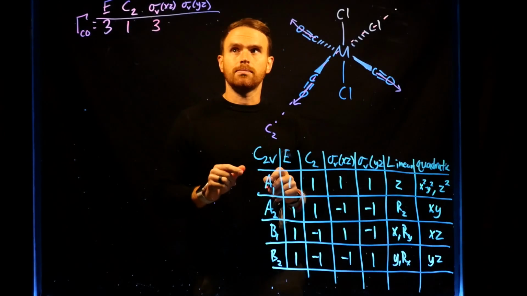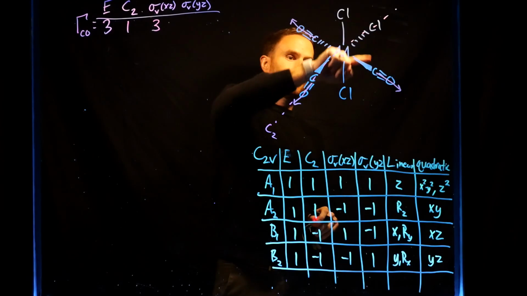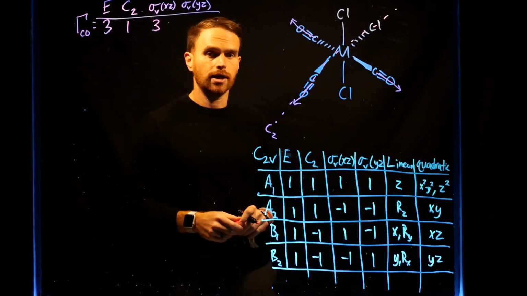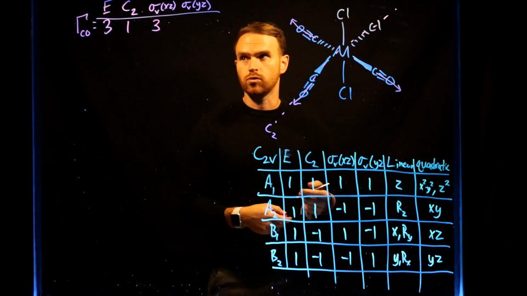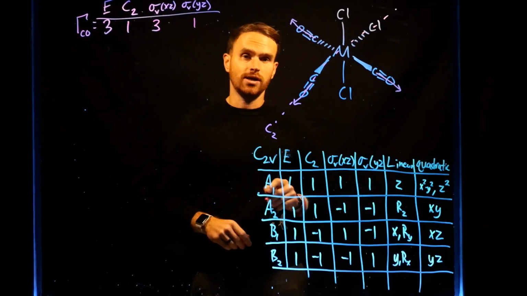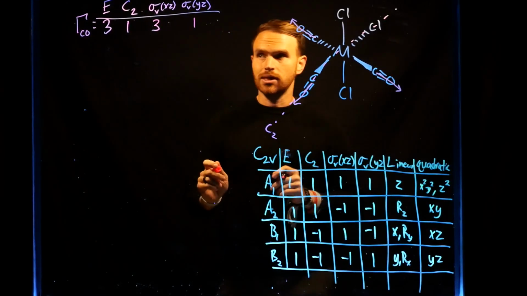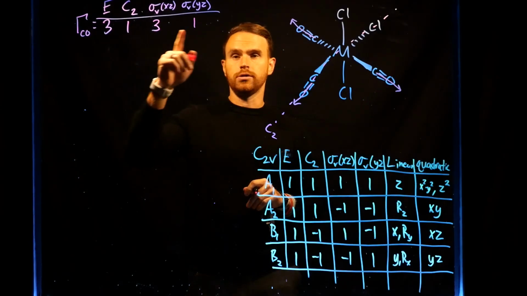And then for the sigma V in the YZ direction, it is cutting through these 4 ligands, and that means that these 2 vectors get flipped upon reflection through the mirror plane, so they get zeros, and this one is the only one that stays the same, so it gets a 1. So our reducible representation for the CO stretches of this molecule is going to be 3, 1, 3, 1.